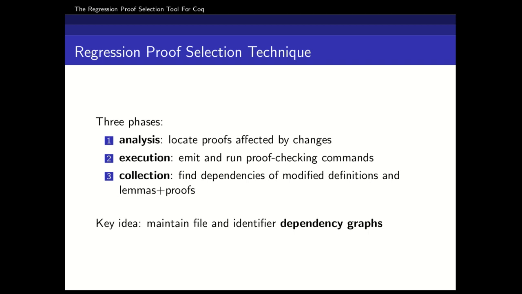This slide lists our work. We presented the first tool, dubbed iCoq, for regression proof selection. iCoq tracks fine-grained dependencies between Coq definitions, propositions, and proofs, and only checks those that are affected by the changes between two project revisions.